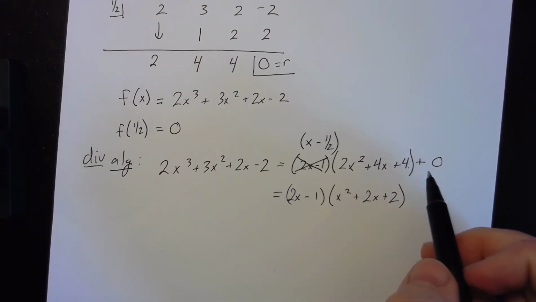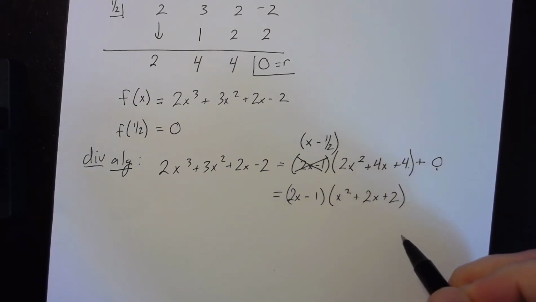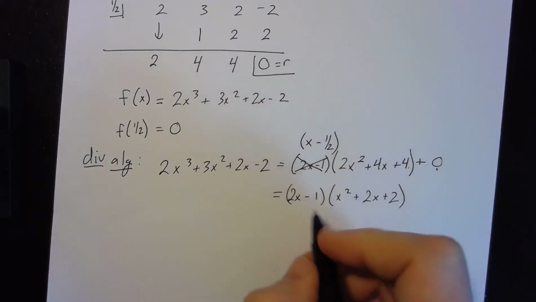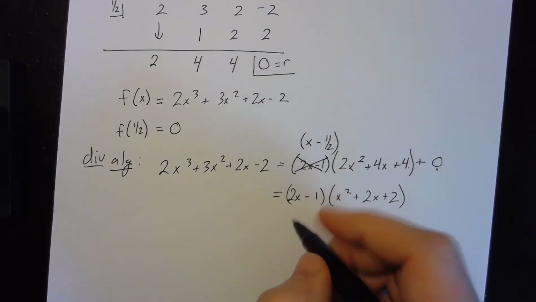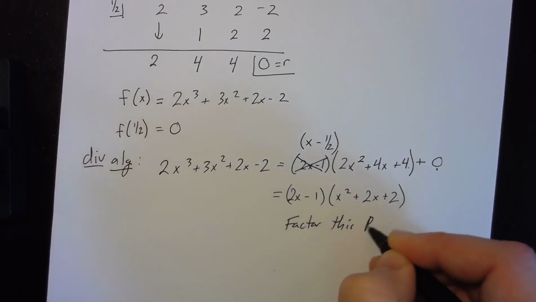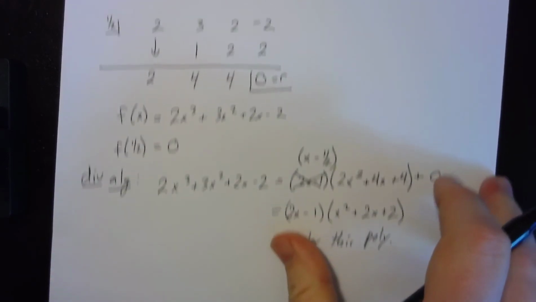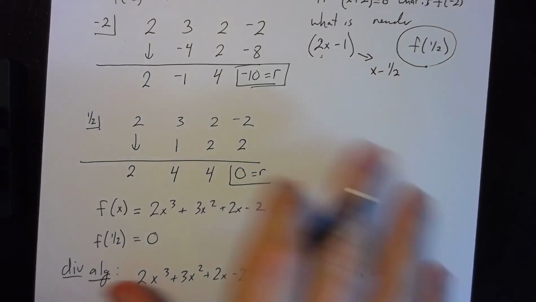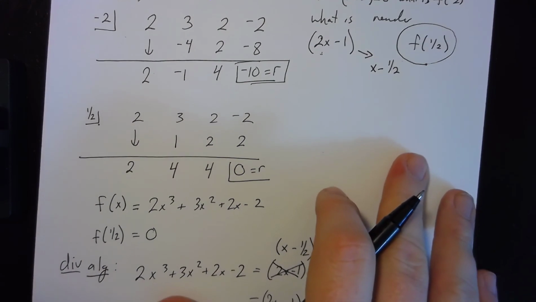But again, the biggest takeaway from this is when my remainder happens to be 0, you'll notice that this x minus 1/2 and this 2x minus 1 happen to factor this polynomial. So this is the first key in being able to identify very cleanly and clearly what the factors of a polynomial are without having to do actual factoring.